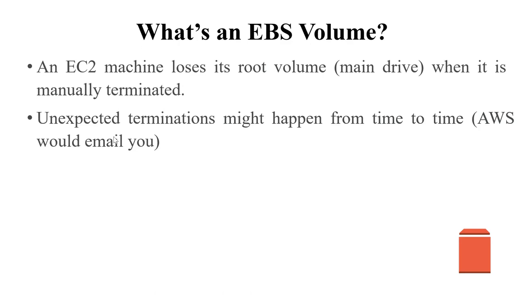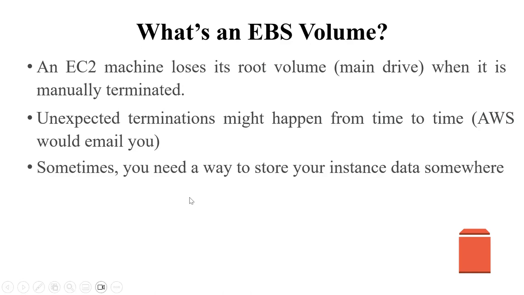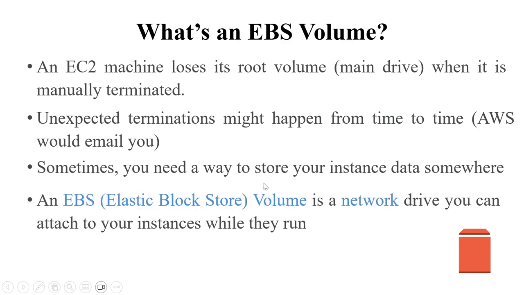Whenever unexpected terminations happen, we lose the root volumes. So we should not store important data in the root volumes. That is an important point. Sometimes we need to store instance data somewhere else. So where do we store that? The data goes in block storage.